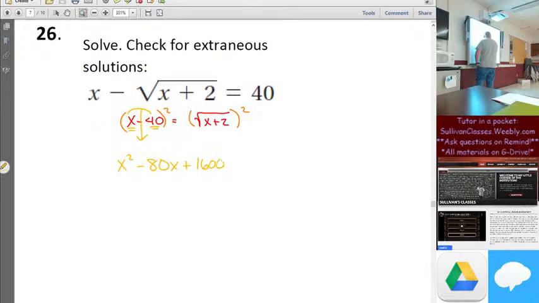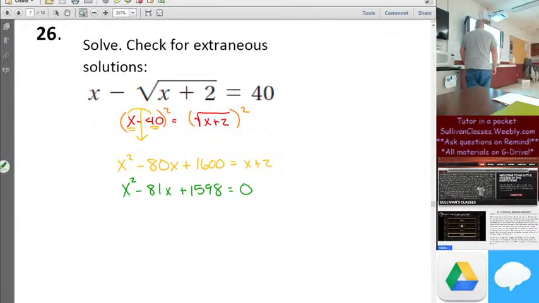Plus 1600. All right, let's try that again. X squared minus 81x plus 1598. It's got to be factorable. I know it's got to be. Oh, scratch that.